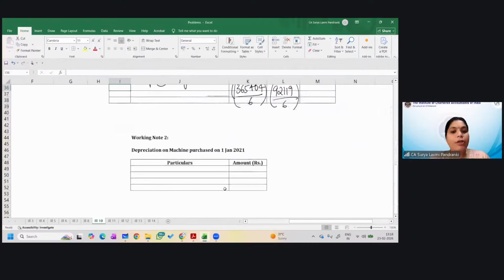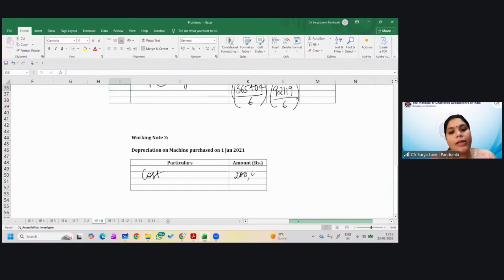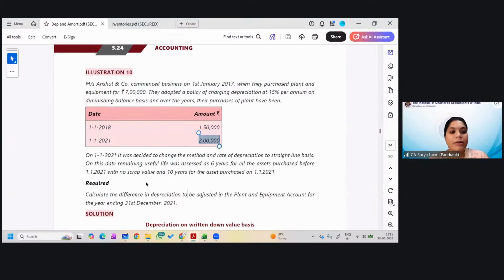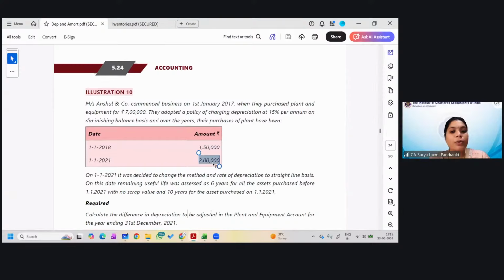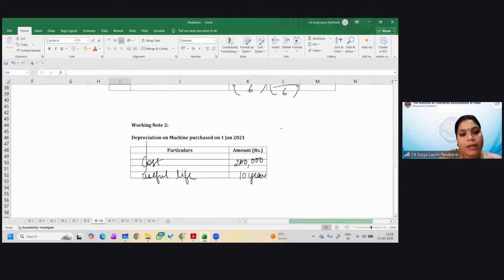But they told that for the new machine, what is the cost of the new machine we have purchased on 1/1? It was 2 lakhs. And for this machinery, the useful life is how much? 10 years. They clearly told it is 10 years. Can you see that? On 1/1, you have purchased a machinery which costs 2 lakhs and the expected useful life is 10 years. So what will be the depreciation of this particular asset?